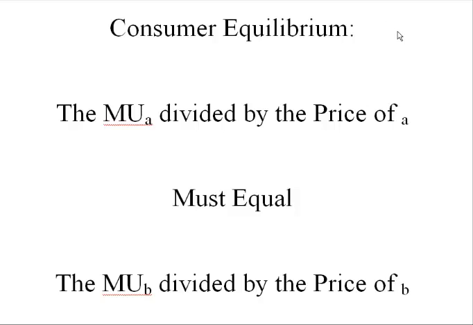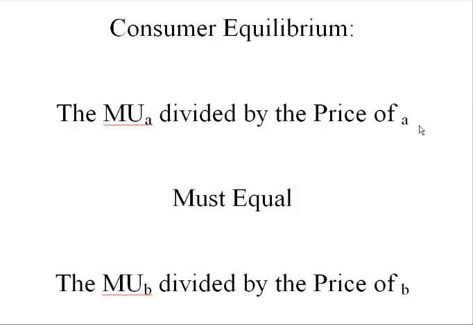All right, what this says, consumer equilibrium. I apologize, I couldn't get my computer program to do fractions right, and so I'm expressing it this way. Consumer equilibrium: the marginal utility of A divided by the price of A has to be equal to the marginal utility of B divided by the price of B. And if we wanted to extend it, we could also say that the marginal utility of C divided by the price of C has to be equal to these above.